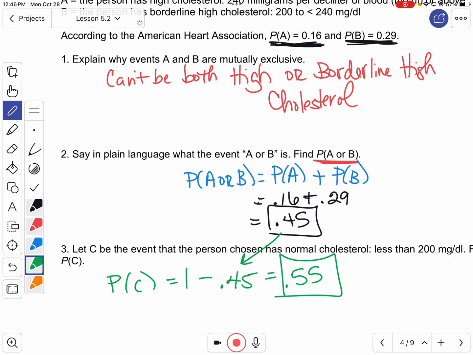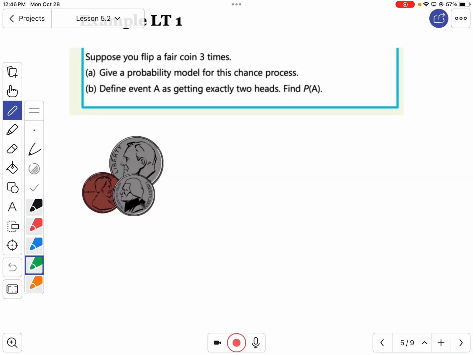Okay, I want to do one more with you, and then I'm going to be finished. Because I think this next one's important. All right, so let's take a look at this one. We're going to flip a fair coin 3 times.